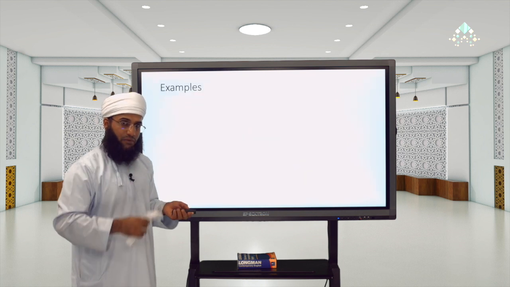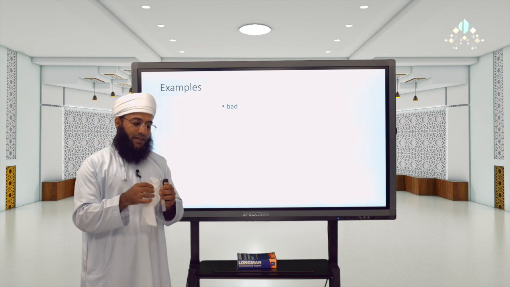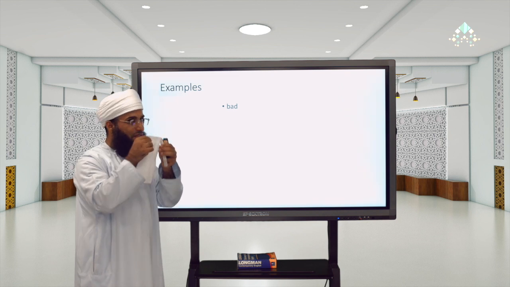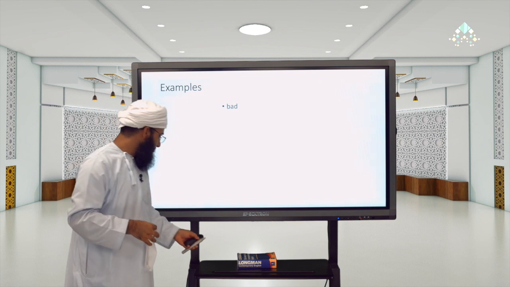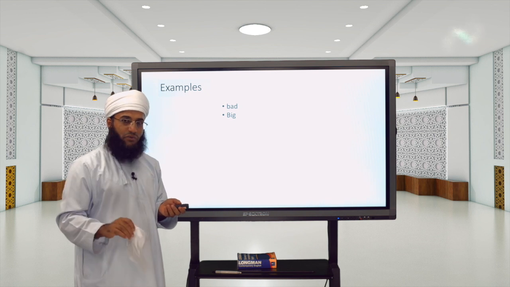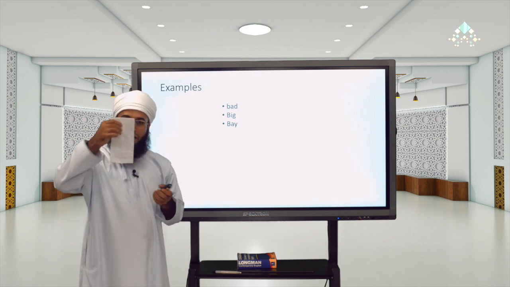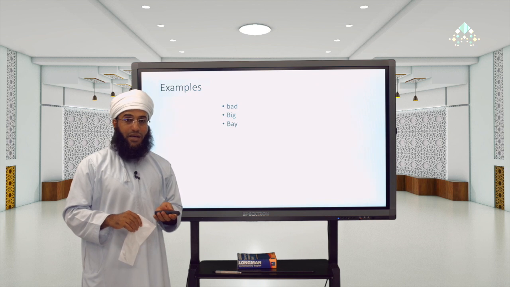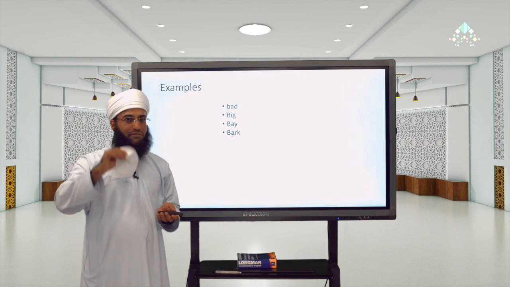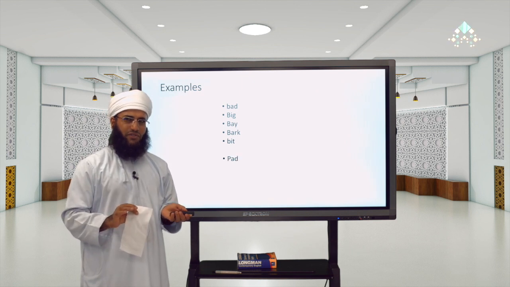Let's see more examples. What is this word? It's bad. Even if you shout, bad, it doesn't move. Let's see the other one. It's big, the same thing. Bay, it doesn't move. What's the next one? Bark, it doesn't move. So I don't think you have a problem with the ba sound, so we don't want to spend a lot of time. The last one is bit.